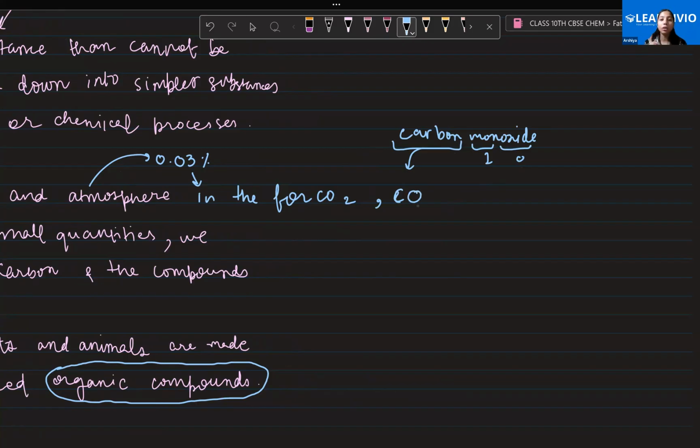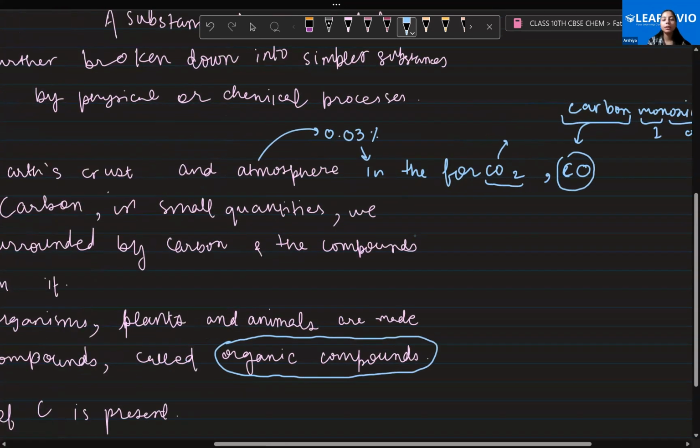And it's also harmful. Carbon dioxide is something we exhale, and it also increases global warming. Carbon dioxide is harmful, but carbon monoxide is extremely harmful. And in the Earth's crust, have you written the percentage here?